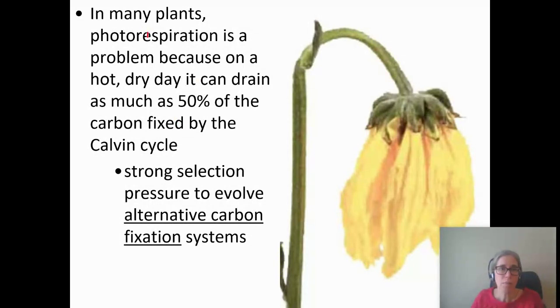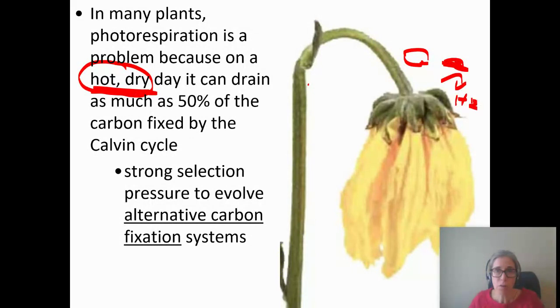So for many plants, photorespiration is a problem. So if a plant lives in a place where it's really hot and dry a lot, photorespiration is a big problem, because what happens is those stomata will close up because the plant is losing too much water. And when the stomata close up, right, here's the stomata. They're supposed to be open. When the stomata close up, now at least the plant's not losing water, right? Because in the stomata, if they're open, the water will be lost.